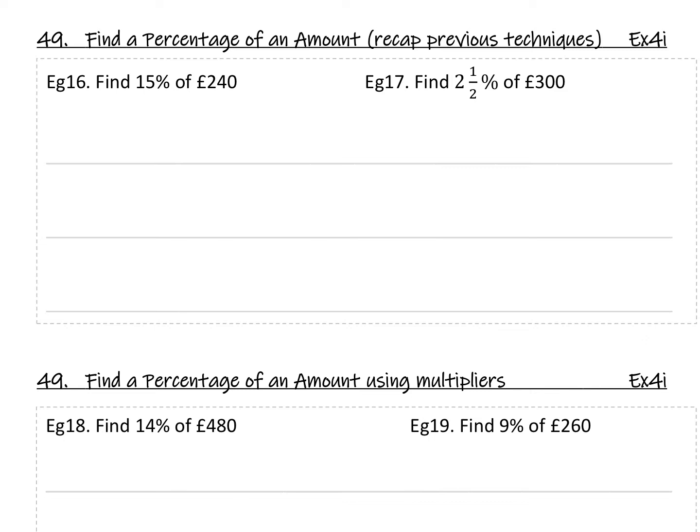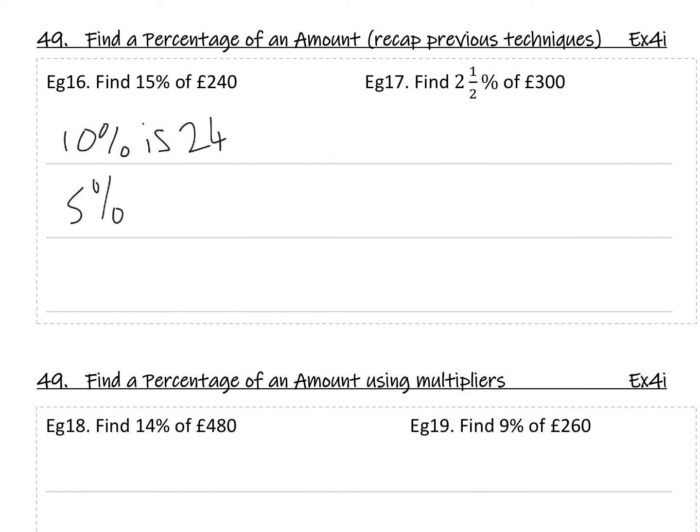Example 16. Find 15% of £240. There's lots of ways you can find 15%. I'm going to break it down into pieces or percents. So I can work out 10% very easily. 10% you divide through by 10. So 10% of 240 would be 24.